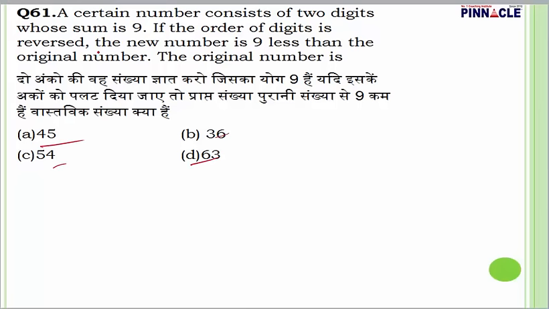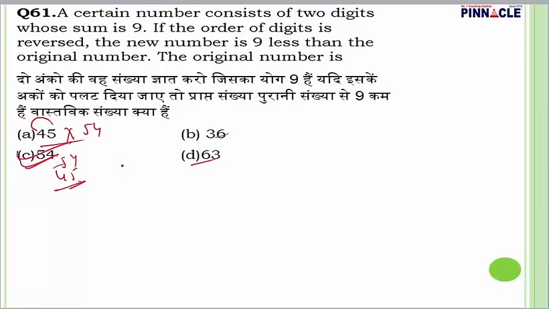If the order of the digits is reversed and the new number is 9 less than the original, in this first case, the new number is 54, which is not 9 less, this is not true. In fact, the new number is higher in this case. Let's say C, the new number is 9 less as compared to the first number. That is, C should be the answer. Original number is 54, because everything is justified here, answer is C, because every condition is fulfilled.